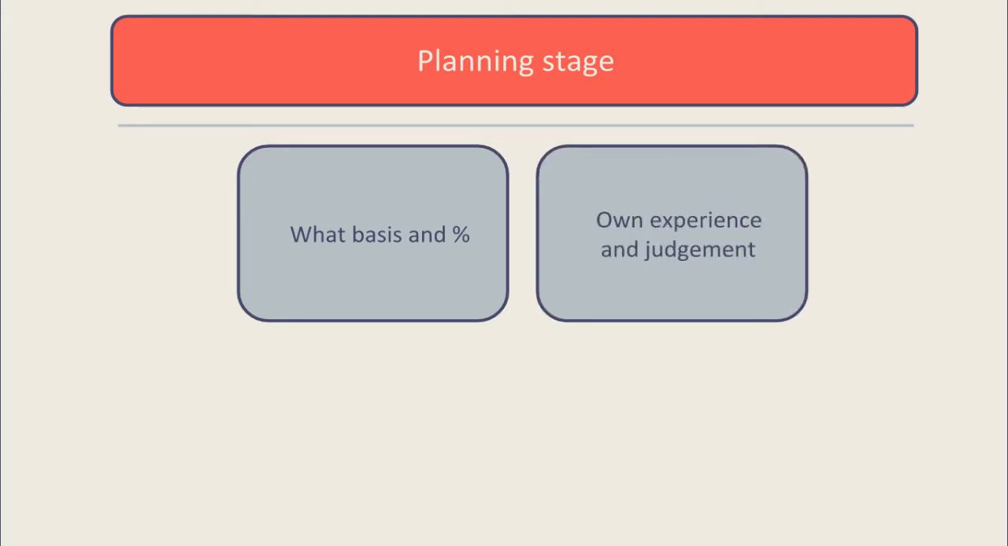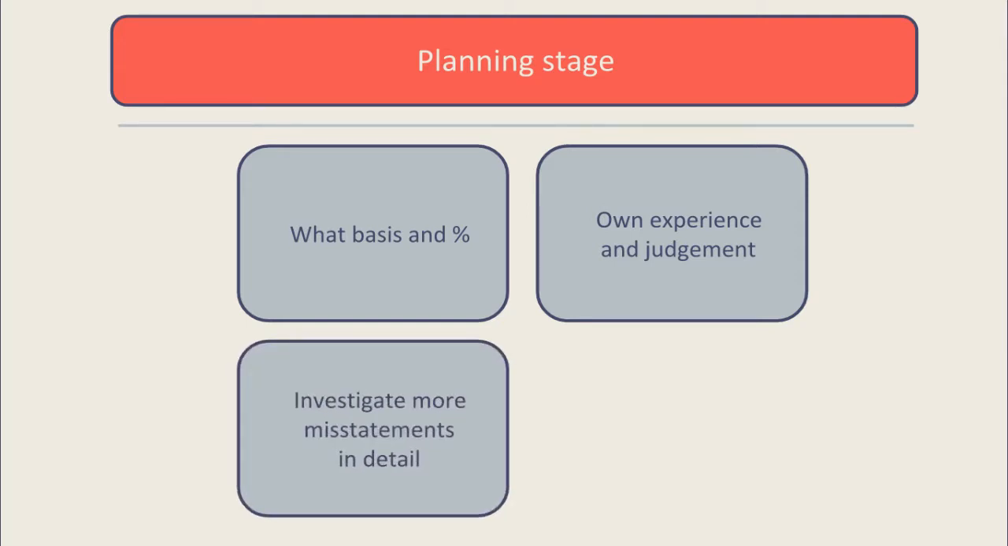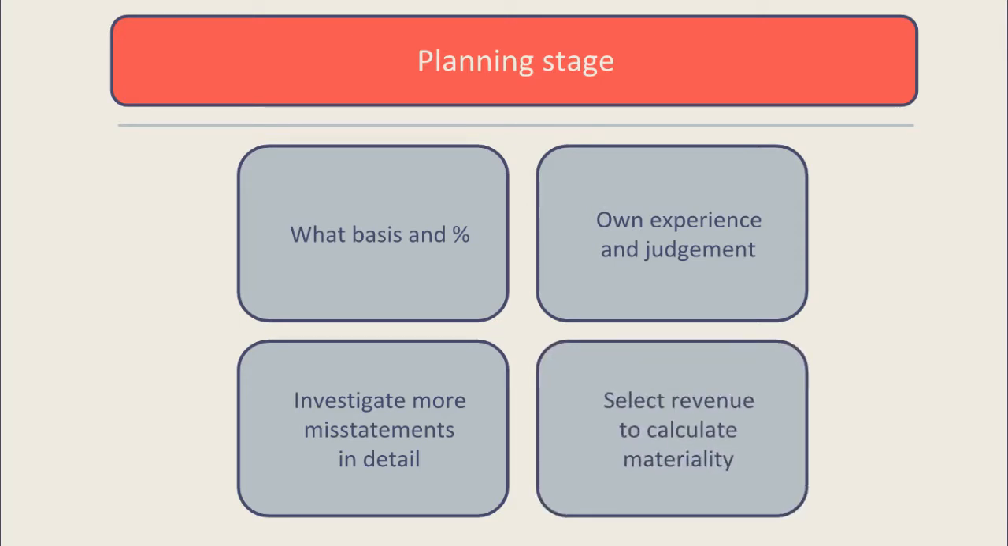For example, if the company has many high audit risk indicators and they believe there is a risk of many material misstatements, they may choose to lower the percentage, for example, set at materiality at 5 or 6% of profit. This will allow them to investigate more misstatements in detail. If they feel that profit may be distorted as costs may not all be present, then they may select revenue to calculate what materiality should be.